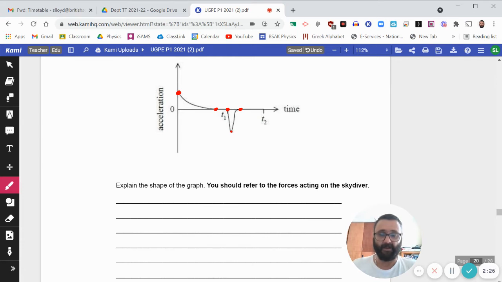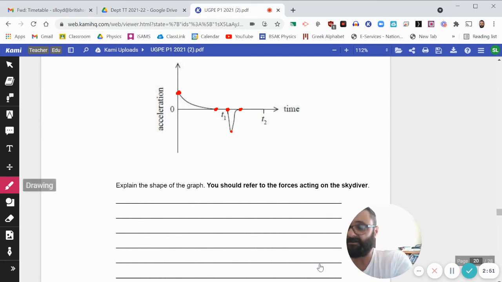Okay, right, that's not answered the question now, has it? All I've done is gone through and identified the different points that I need to explain by referring to forces. That's how you answer the question. Right, so let's take this one here. First point, we've got a maximum acceleration because the resultant force is maximum.